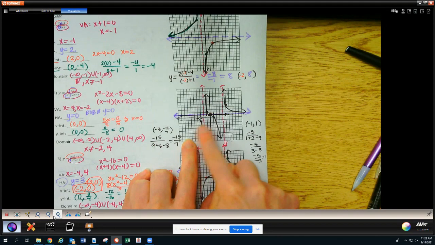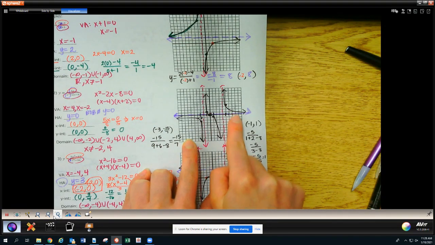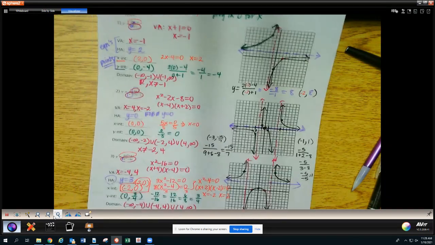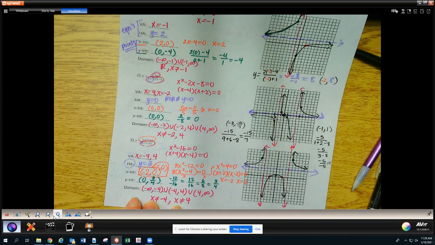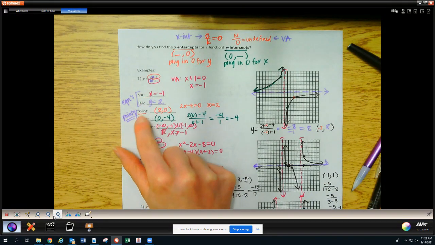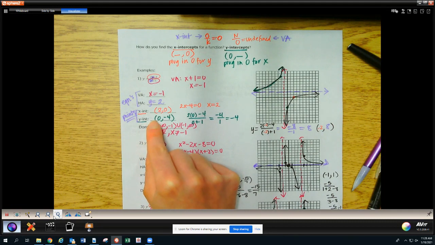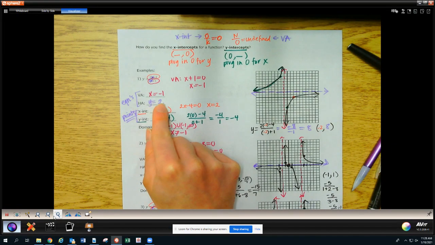We had to point test a lot in this second example because we didn't have enough information in any of them. And so the main things you want to remember is how to find these key attributes. If you're trying to find the vertical asymptote, set the bottom equal to 0. If you're trying to find the x-intercept, set the top equal to 0. For the y-intercept, you plug in 0 for x. For the horizontal asymptote, the HA, you use the funny acronym.